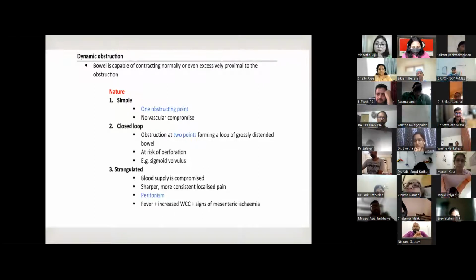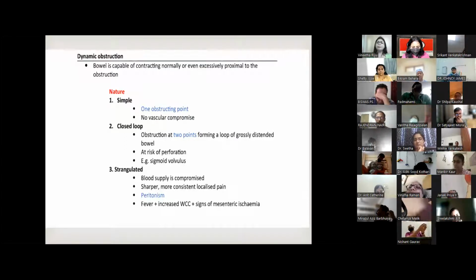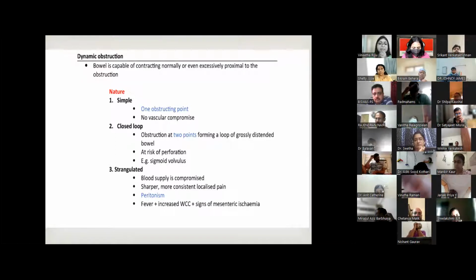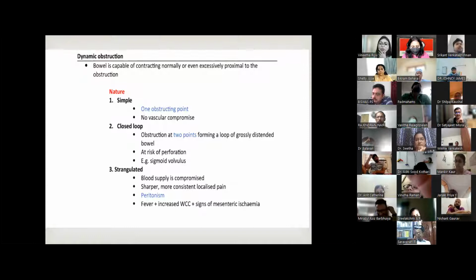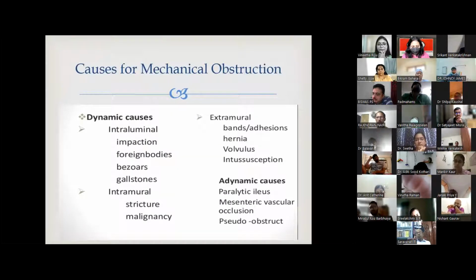And when it comes to strangulated, here the vascular supply is compromised. And the pain is very severe. It's very sharp. The patient also presents with vomiting, melena, and features of peritonism, and the patient could present with fever and increased WBC counts, and these are also seen along with the other signs of mesenteric ischemia.